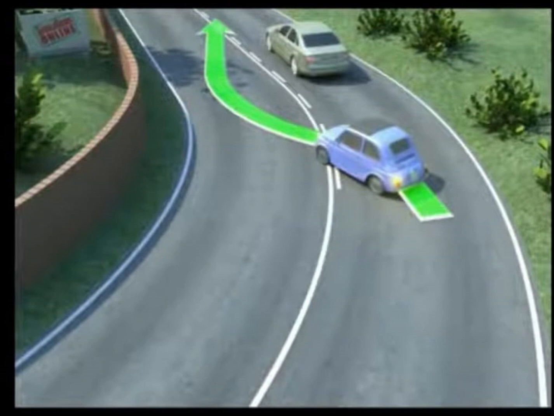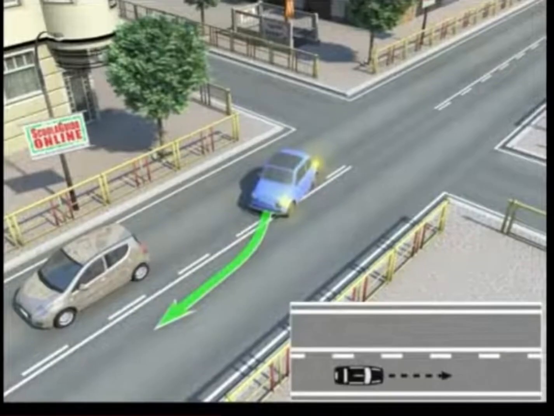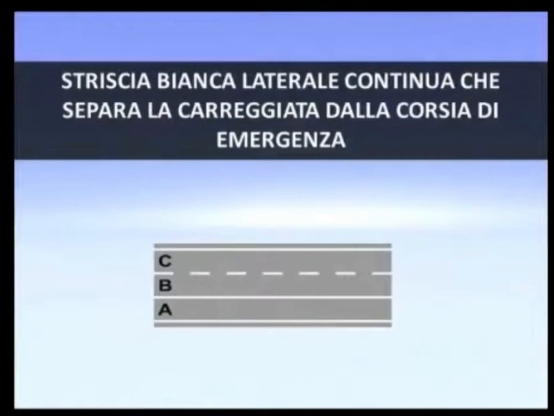Meaning I can see this after a curve, dopo una curva, and again on the downward slope of a hump, sul tratto in discesa di un dorso, and after a junction, dopo un incrocio, and then after a level crossing. Striscia bianca laterale continua che separa la carreggiata dalla corsia di emergenza.